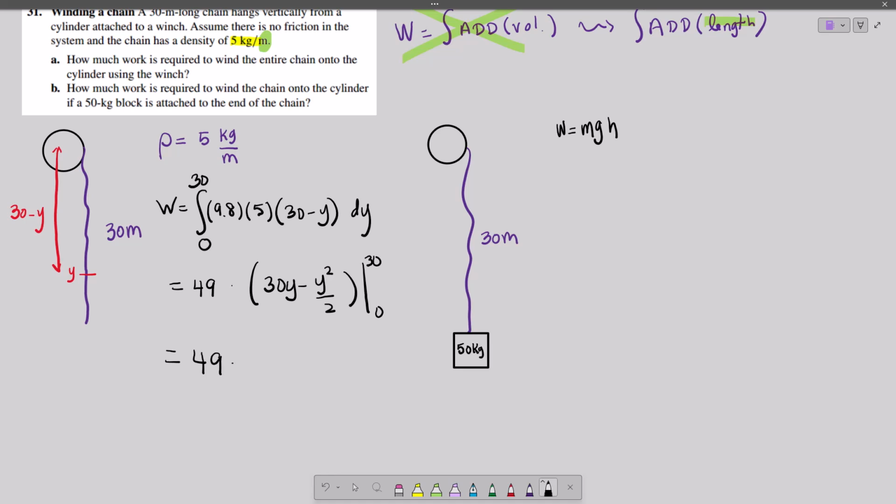49 times, let's see, if we plug in the 0, we get nothing. If we plug in the 30, we're going to get 900 minus 900 over 2, so 900 minus 450, which is 450. Now, whatever that turns into, somebody can do, oh, I guess I brought my calculator. So we're just going to do 49 times 450, and we'll get 22,050, and this is work, so we have joules of work.